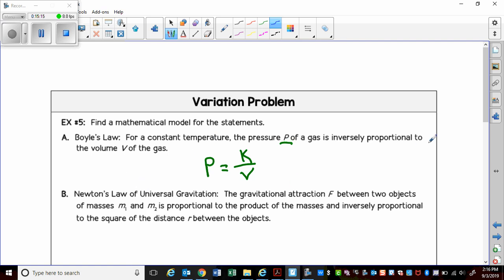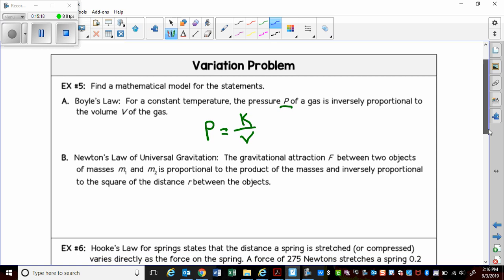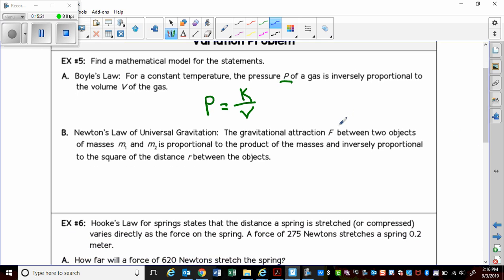So that's about it. Newton's law of universal gravitation: the gravitational attraction F between two objects of masses m1 and m2 is proportional to the product of the masses. Product means we're going to multiply m1 times m2. Inversely proportional means I'm going to have a division. Inversely to the square means squared. The square of the distance r between the two objects, so r squared. And this is equal to F.